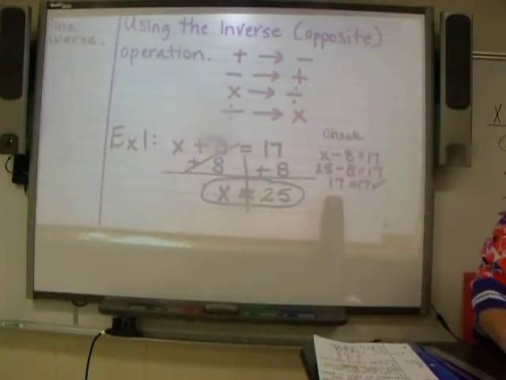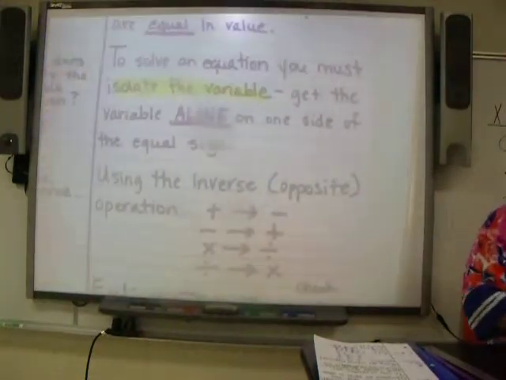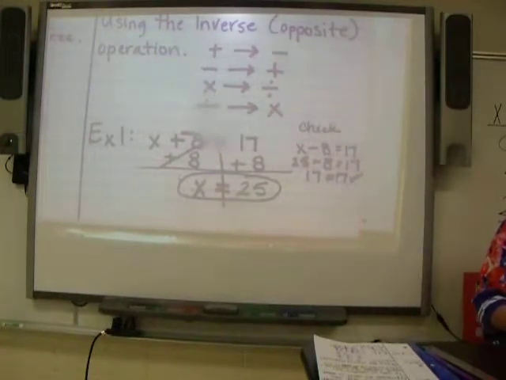So you can always check by using the skill that we did, variables and expressions, in topic 9. You can go over and check to make sure that every time you do an equation, your solution is the right solution.